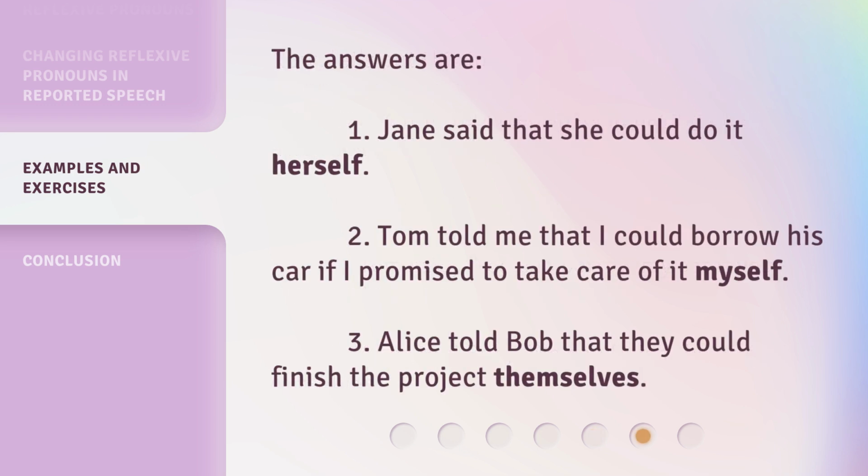The answers are 1. Jane said that she could do it herself. 2. Tom told me that I could borrow his car if I promised to take care of it myself. 3. Alice told Bob that they could finish the project themselves.